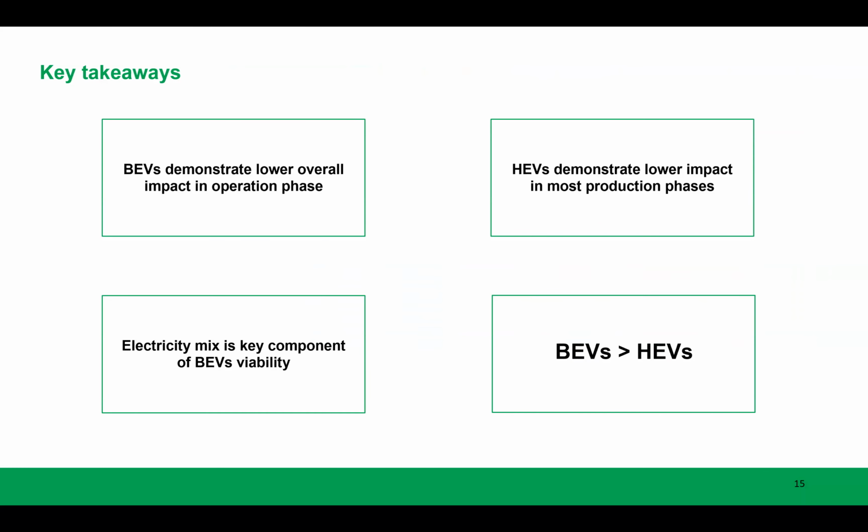After going through all the results, we come up with the following key takeaways. BEVs demonstrate lower overall impact in the operation phase, whereas HEVs demonstrate lower impact in most of the production phases. So the electricity mix is also a key component that defines the BEV's viability. And we cannot conclusively decide that BEVs have less environmental impact compared to HEVs.